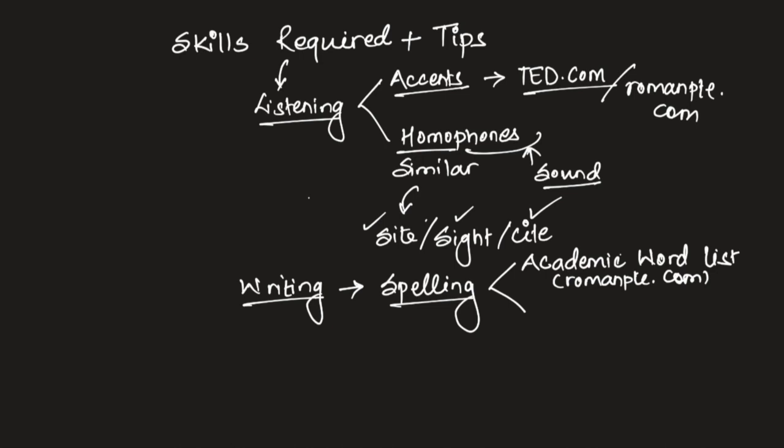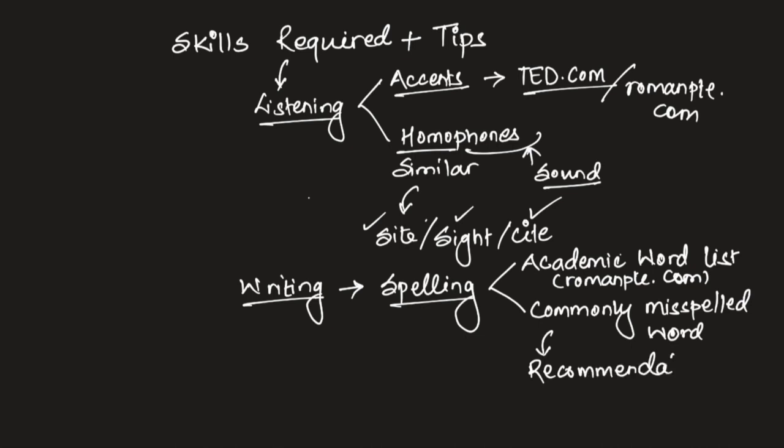Now, the second list, which is important for you, is commonly misspelled words. Commonly misspelled words is a list of words which people often misspell regardless of their background. What I mean by that is, even if you are a native speaker, you are likely to misspell these words. For example, words like recommendation or accommodation.